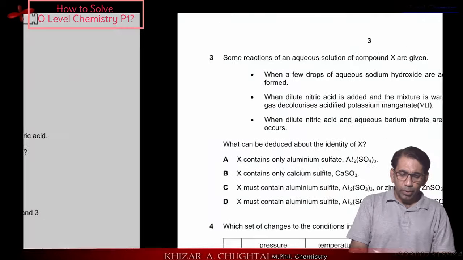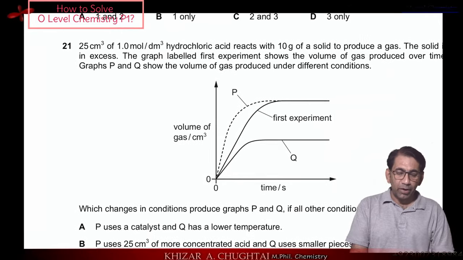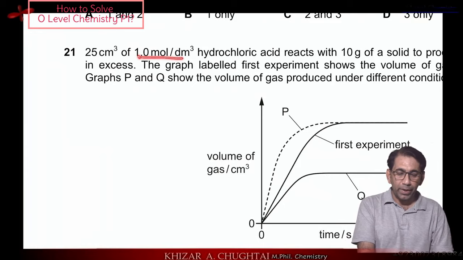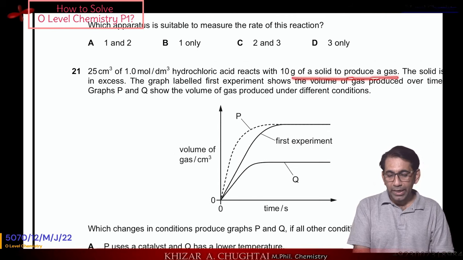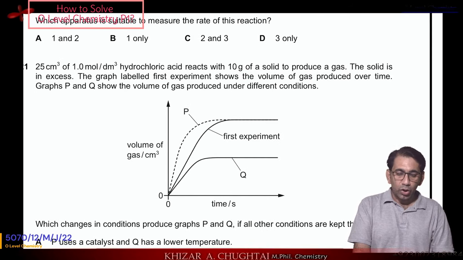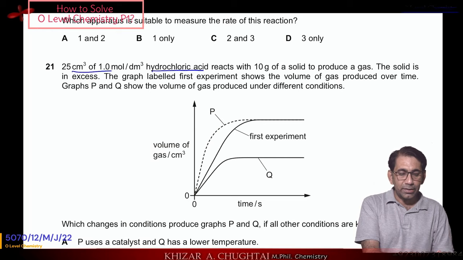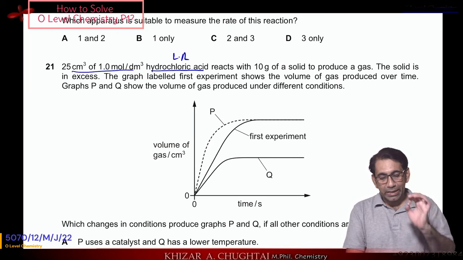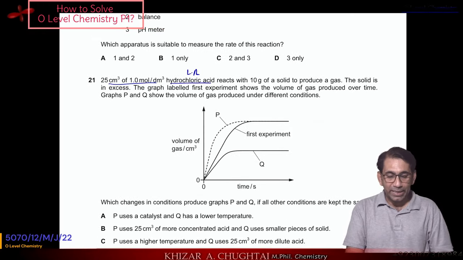I'm starting from question number 21. 25 centimeter cube of HCl with a concentration of 1 mole per dm cube reacts with 10 gram of solid to produce a gas. The solid is in excess, so it means that this hydrochloric acid is a limiting reactant. Hydrochloric acid is a limiting reactant, and the solid that is in 10 gram is in excess.